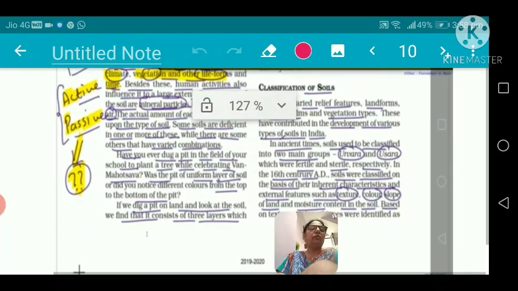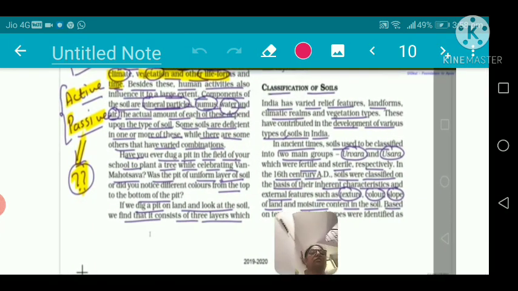Here I would like to mention those factors also. Some of these factors are passive and some are active. Now you have to classify the passive factors and active factors. Active factors, I told you in the beginning, are vegetation and climate, and the passive ones are the parent rock and the relief features.